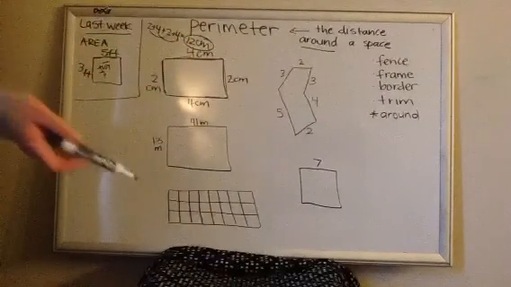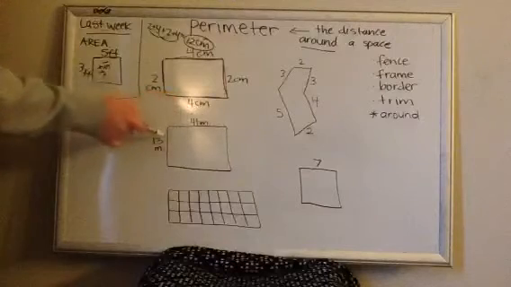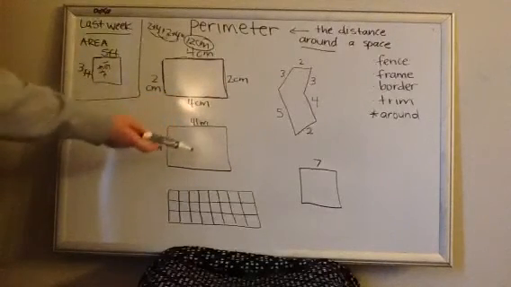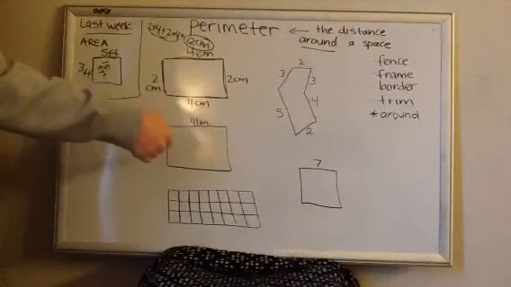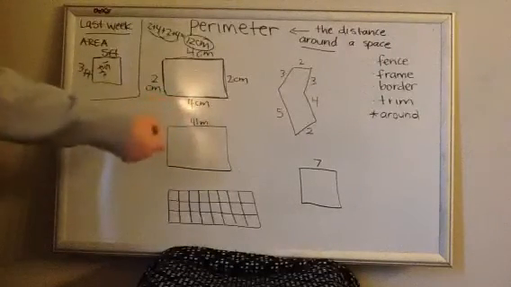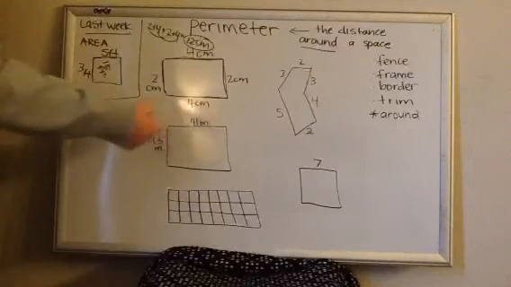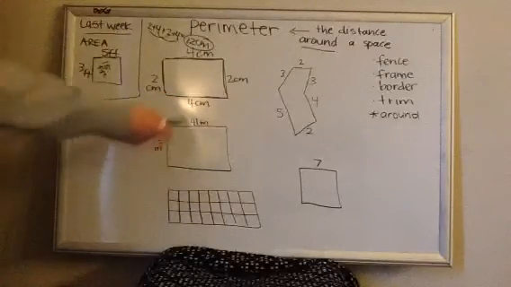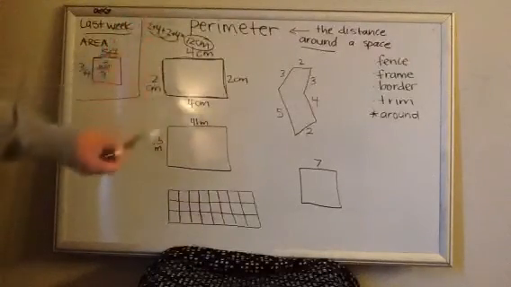Something else you might see here is an example like this, where it might say, what's the perimeter of this fence, or the perimeter of this garden that needs a fence, or the perimeter of this picture that needs a frame, or the perimeter of this door that needs a border or trim around it. The key word is around.